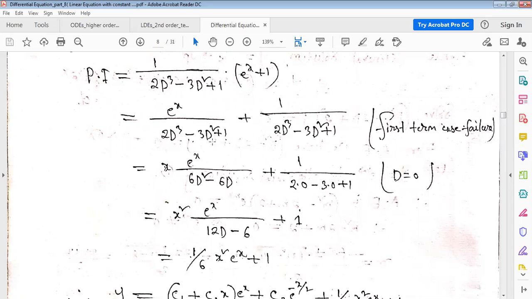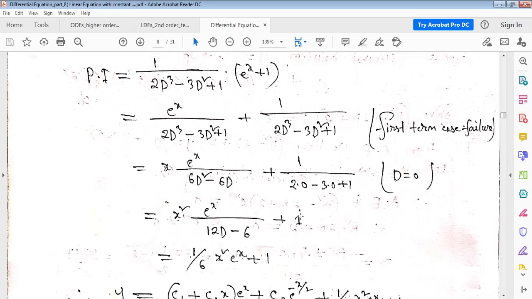Differentiation with respect to D gives 6D square minus 6D, and we have to put x for this differentiation. Now the other part can be written as e to the power 0 into x, so the coefficient of x is 0. So putting D equals 0, right?